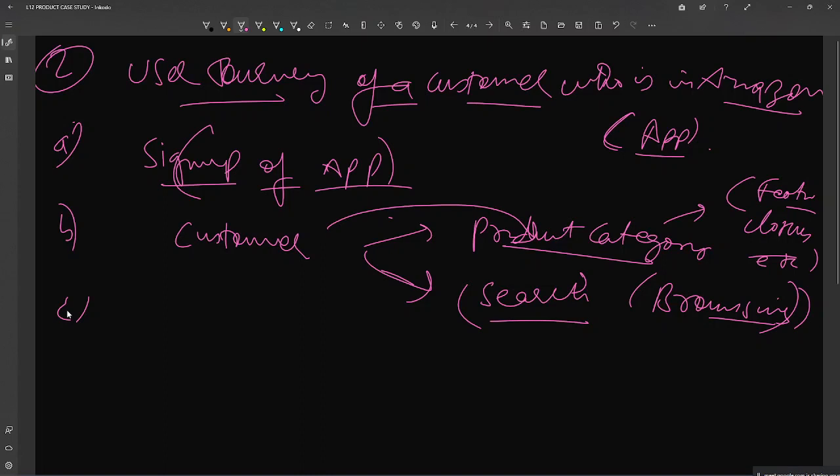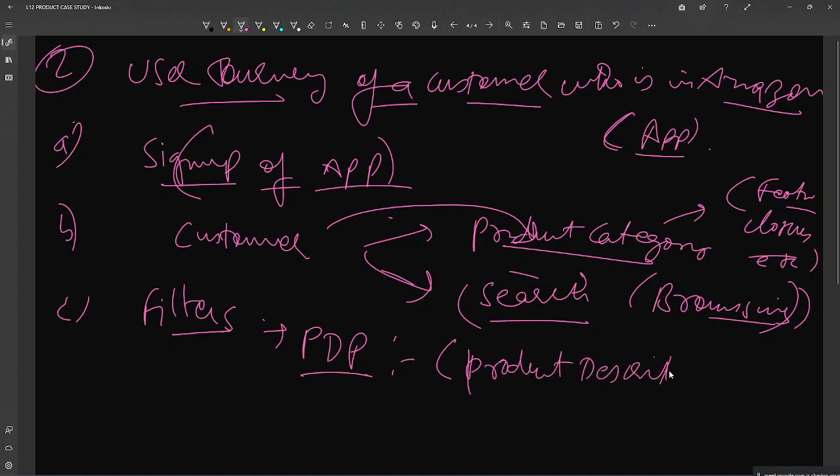So once you click on the product category, there are so many filters we can use on a page. After clicking, a page comes up. The technical name for that page is PDP, we call it product description page. It's a very technical term, I'm just telling you for your information. In an interview you will say landing page. Once you click on a category, a lot of products come on that particular page, and that landing page is the product description page.